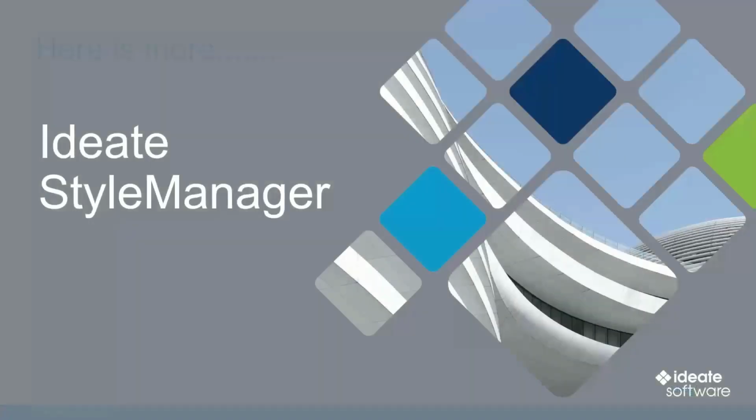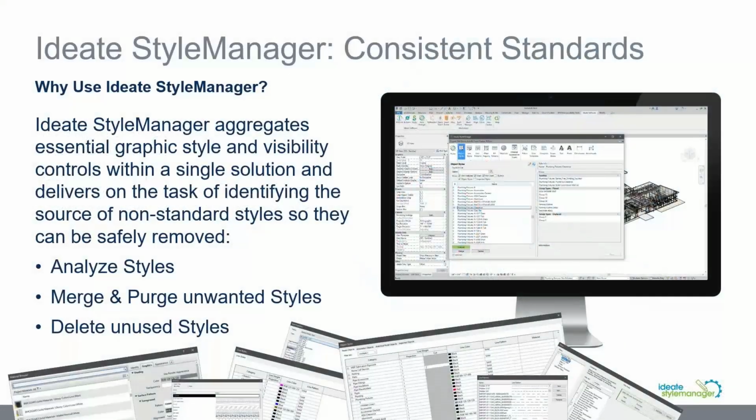Okay. With Ideate Style Manager, we made a major update to Ideate Style Manager in November 2020. And so, Ideate Style Manager is our solution for allowing you to understand all of these styles in your Revit project, object styles, line styles, even filters, and whether they're being used or not being used, and then you can make the appropriate action. You can either remove them or you can merge them together. It's a great way to keep consistent standards.